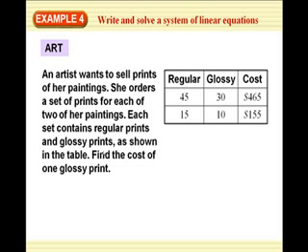Write and solve a system of linear equations. An artist wants to sell prints of her paintings. She orders a set of prints for each of her 2 paintings. Each set contains regular prints and glossy prints, as shown in the table. Find the cost of 1 glossy print. Okay, so let's say regular is X and glossy is Y. So we're going to have 45X plus 30Y equals 465. 15X plus 10Y equals 155.